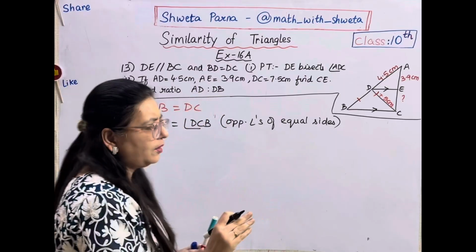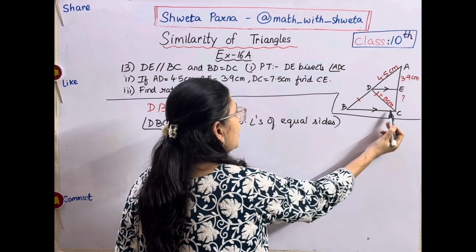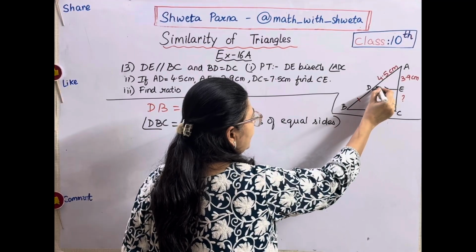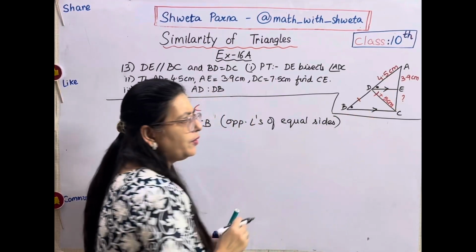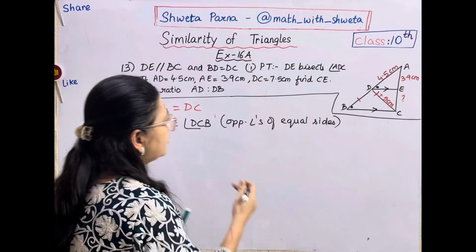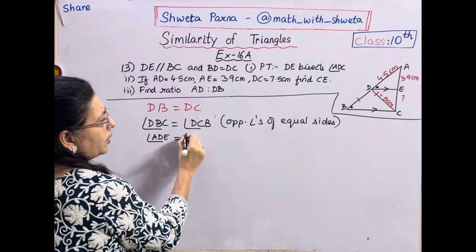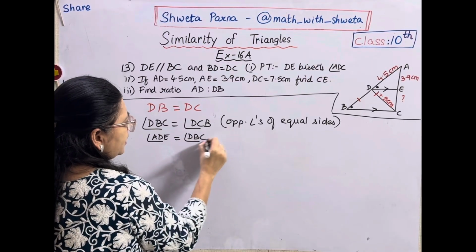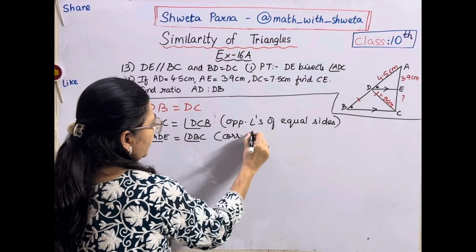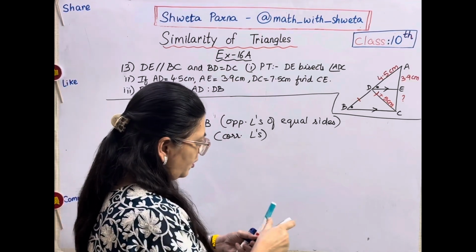This part is clear? Now, these two lines are parallel. If these two lines are parallel, that means this angle and this angle will be equal. What is the reason? They are corresponding angles. So, angle ADE is equal to angle DBC. Corresponding angles.